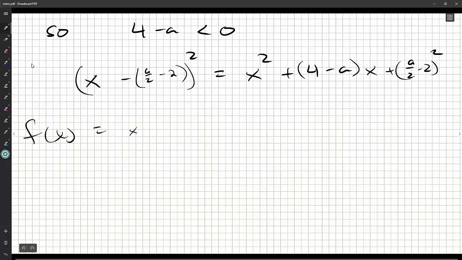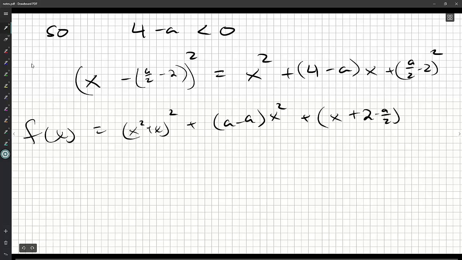So f of x would be x squared plus x squared, plus now a minus 9x squared, plus this thing, plus a, and then minus this square that had to be added in. So minus a over 4 plus 2a minus 4. And this is a 9, not an a.